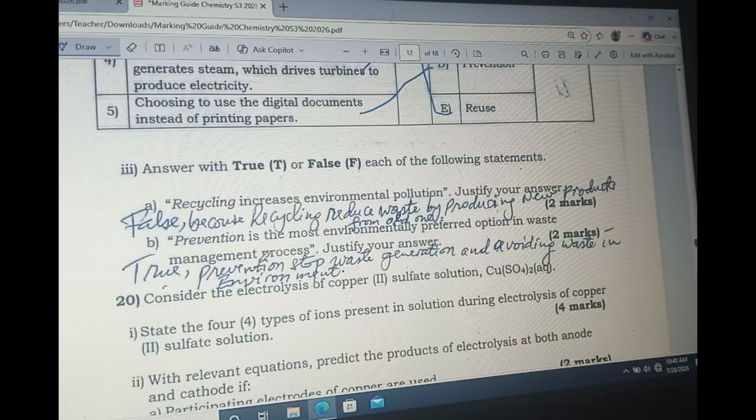Okay. Answer true or false to each of the following statements. A. Recycling increases environmental pollution. Justify your answer. This is false, because recycling reduces waste by producing new products from old ones. B. Prevention is the most environmentally preferable option in the waste management process. Justify your answer. This is true. Prevention stops waste generation and avoids waste in the environment.